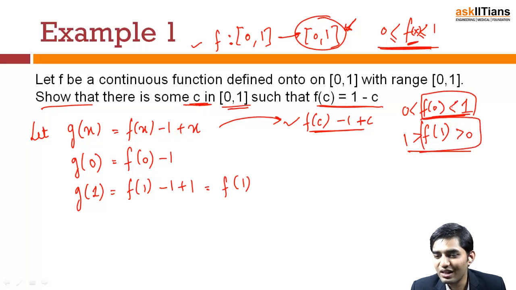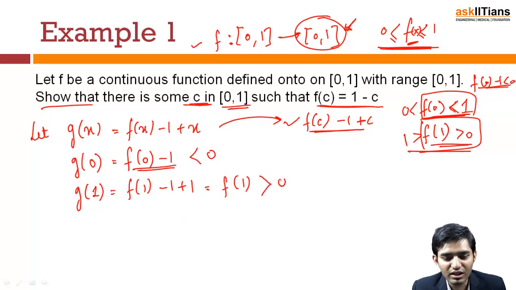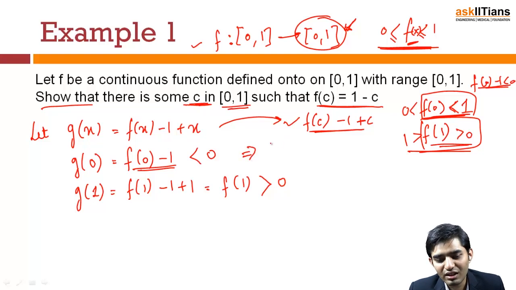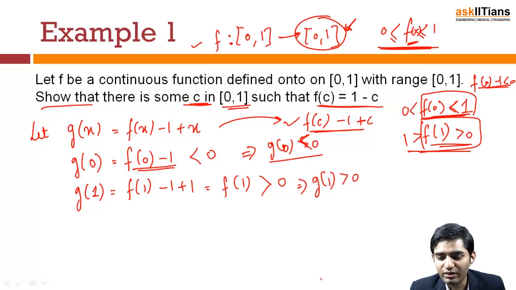If f(0) is less than 1, what can I say about this? If f(0) is less than 1, f(0) minus 1 will be negative. And if f(1) is greater than 0, this quantity is positive. So from here I can say that g(0) is a negative quantity, and g(1) is a positive quantity.